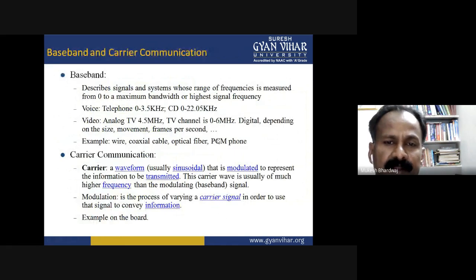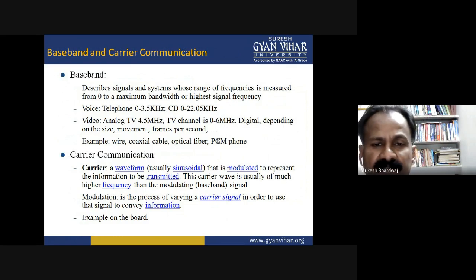Now, baseband and carrier communication. Baseband describes signals and systems whose range of frequency is measured from 0 to maximum bandwidth or highest signal frequency. Voice telephone 0 to 3.5 kilohertz, CD 0 to 22.05 kilohertz, video analog TV 4.5 megahertz, TV channel 6 megahertz, digital depending on the size, movement, frames per second. Examples: wires, coaxial cables, optical fiber, PCM phones.